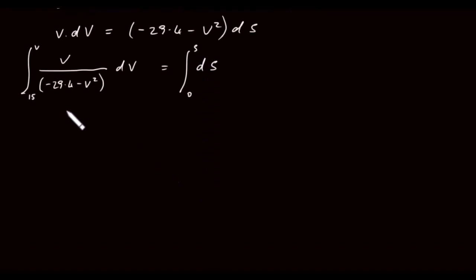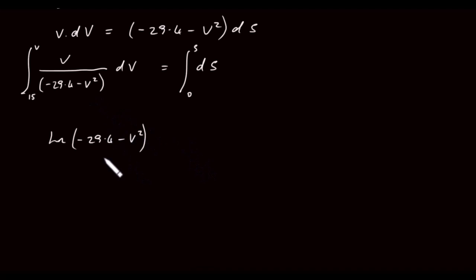Now on the left hand side we have v over minus 29.4 minus v squared. So if you look at this, we really have 1 over this here. And if you integrate 1 over something, you get the log of the something. So I'm going to start with that anyway. I'm going to say log of minus 29.4 minus v squared as my initial answer. I'm doing this really by inspection, if you like.